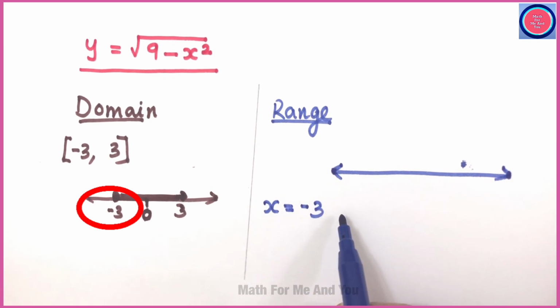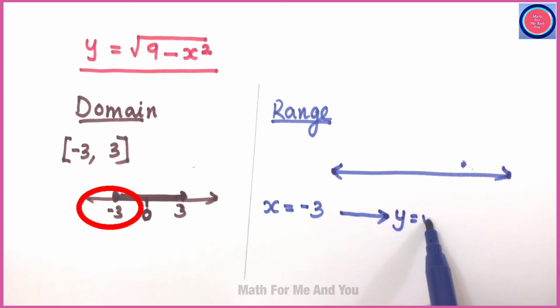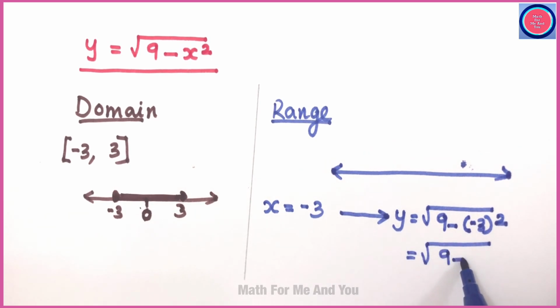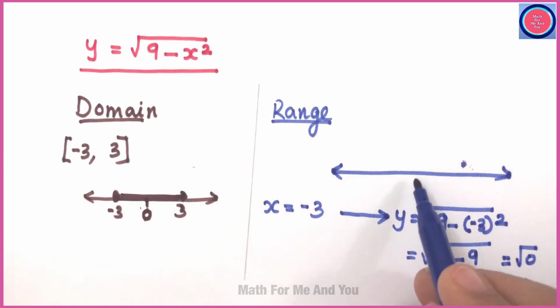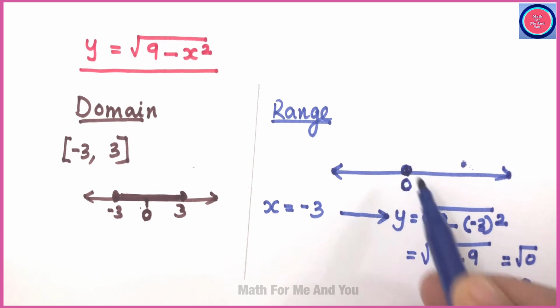Give this value in the function and look at what answer you get for y. y is equal to the square root of 9 minus x square, where x is minus 3, so it is minus 3 the whole square. Minus 3 square is positive 9. So 9 minus 9. What is this? It is root of 0. What is root 0? Equals 0. That means for y, we get the answer 0. Close that because y gets the value 0.